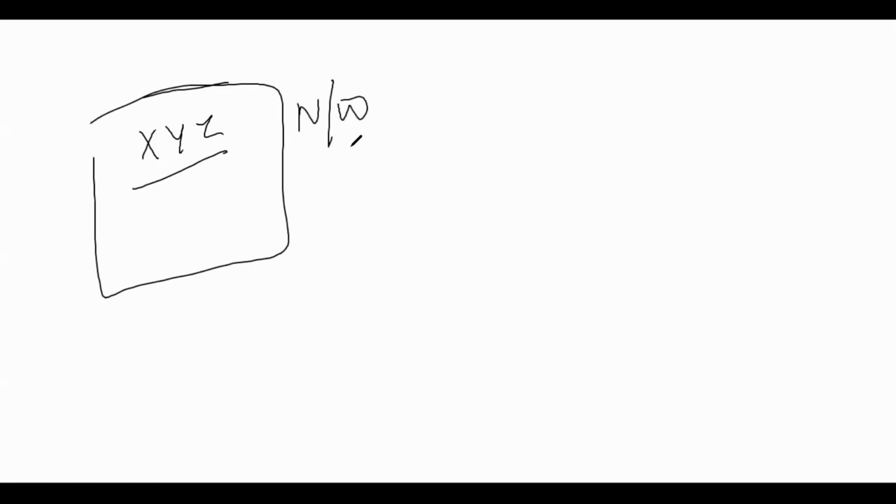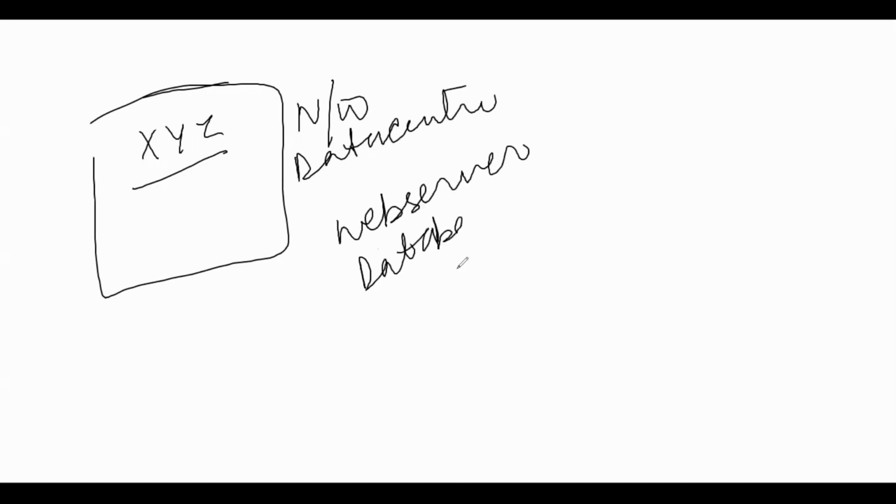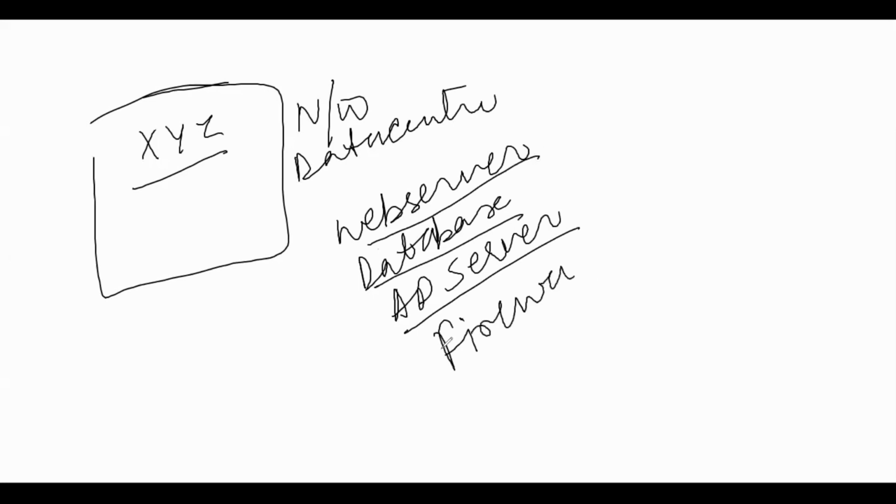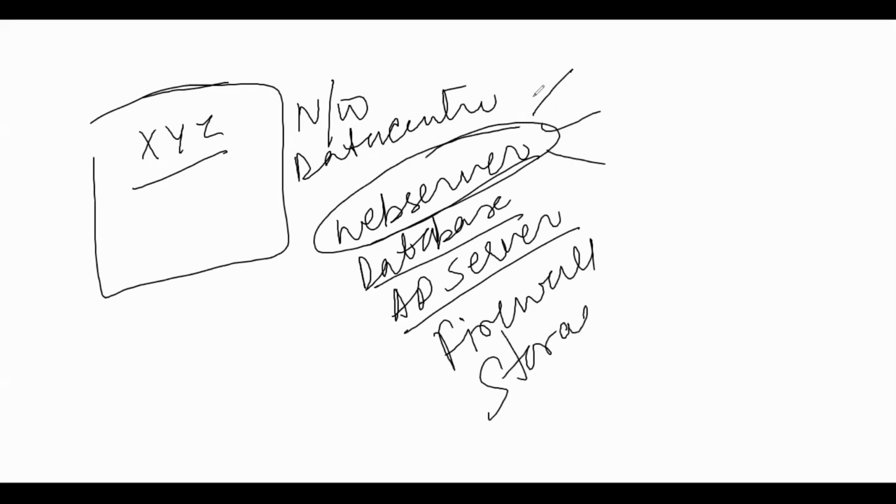See, suppose you have your XYZ organization. Inside this organization, you have your own network, your own data center, as you said. You have one web server, one database server. You have an AD server in your organization. Every organization has these kinds of things: web servers, database, AD server, firewall, and lots of other things. You may even have more than one web server, a backup, and storage.